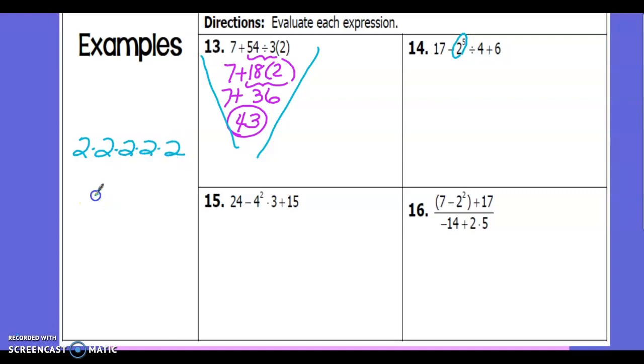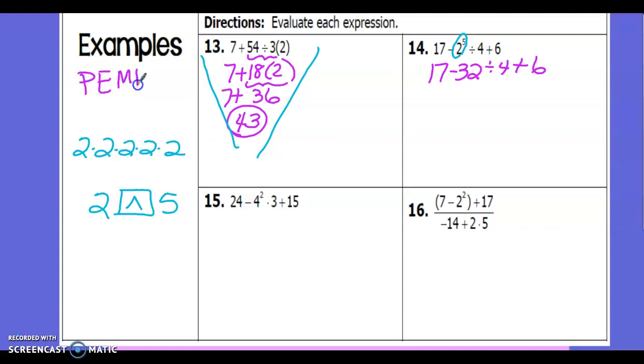And you can put it in your calculator. If you hit the button that has a little arrow that points up, you can hit 2 and that arrow and then 5, 2 to the 5th power. And that gives you 32. So I have 17 minus 32 divided by 4 plus 6. So I did not have parentheses. I did do my exponents.